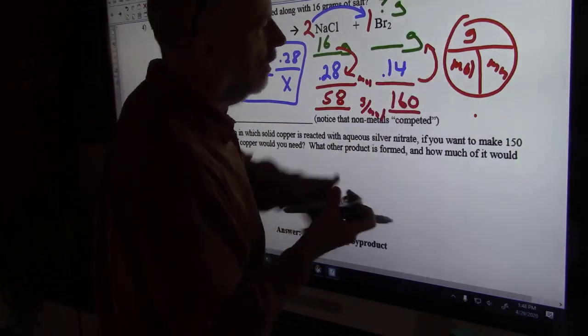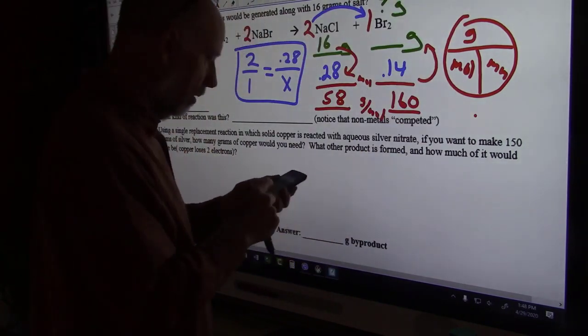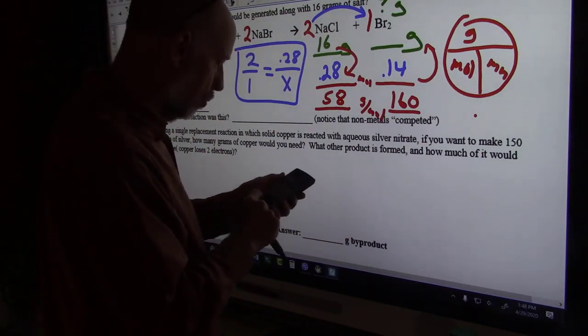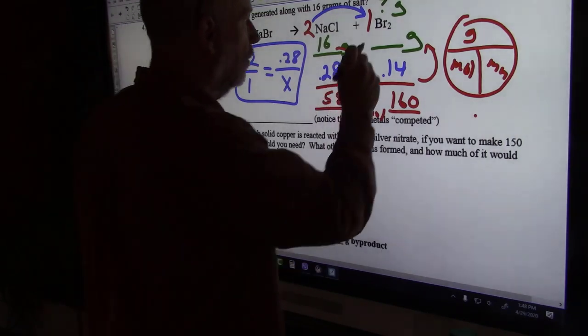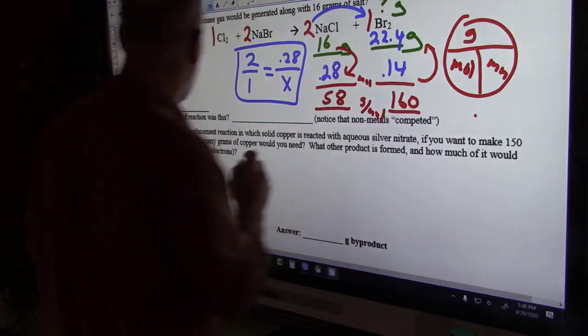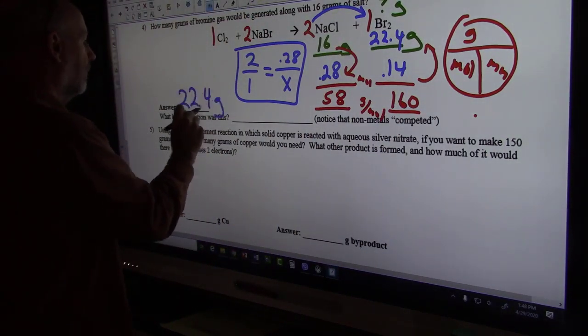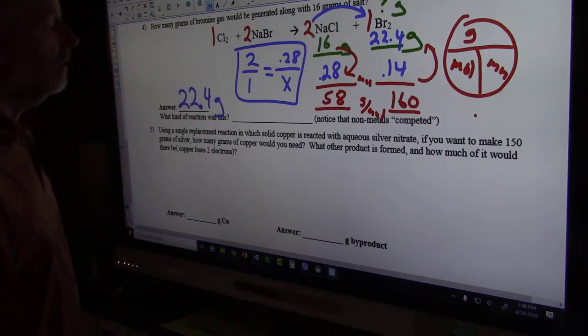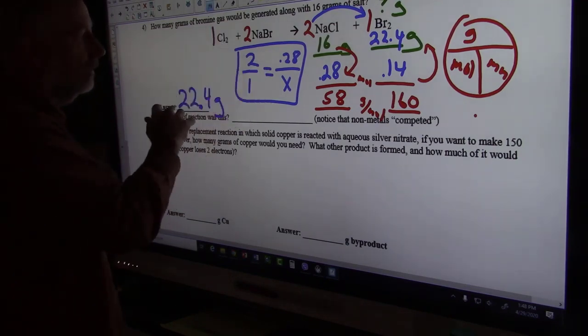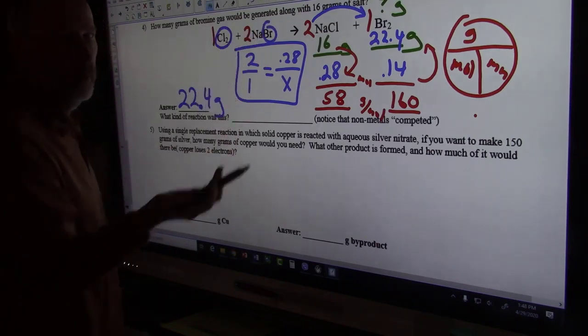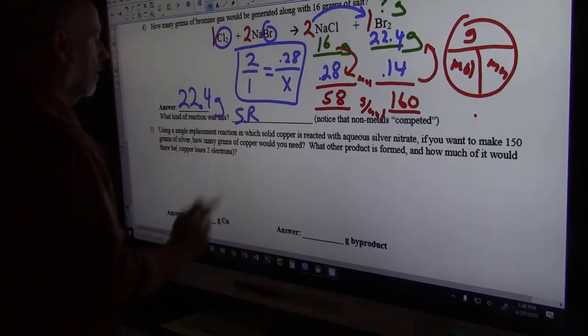Let's calculate the grams. Cover up grams. It's moles times molar mass. 0.14 times 160. 22.4 grams. There's my answer. What kind of reaction was this? It's kind of a weird one because usually it's metals fighting with metals. In this case, it's chlorine fighting with bromine. Those are 2 nonmetals, but it's still a single replacement, SR, reaction.